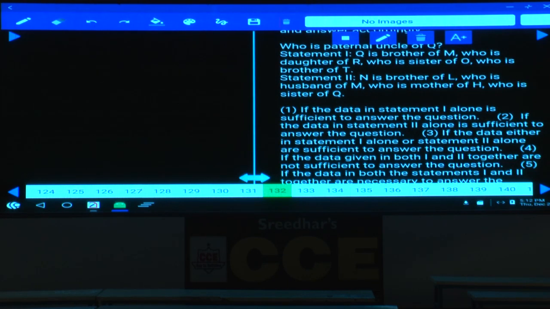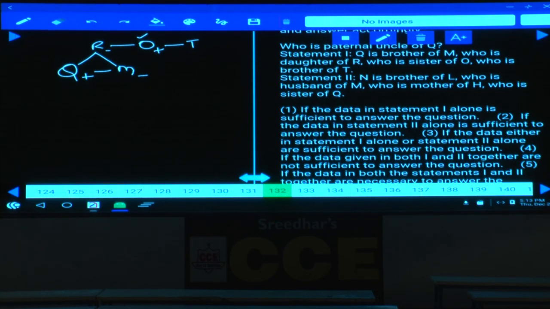Statement 1: Q is the brother of M. M is the daughter of R. R is the sister of O. O is the brother of T. This is the information given. Then who is the paternal uncle of Q? Paternal uncle means father's brother. Now we can determine the maternal uncle of Q, but the paternal uncle of Q is not known because we do not know who is the father of Q. Hence 1 alone is not sufficient.